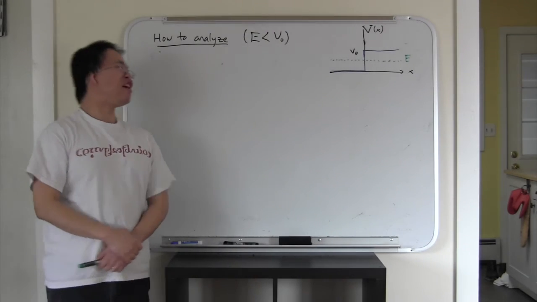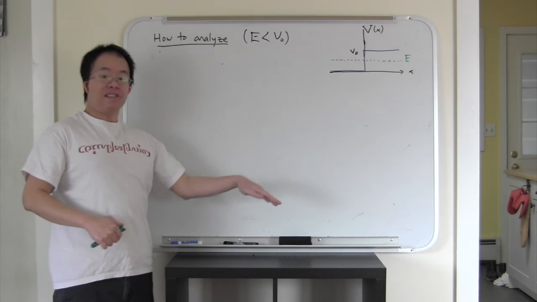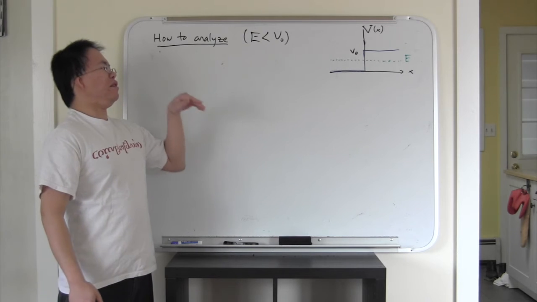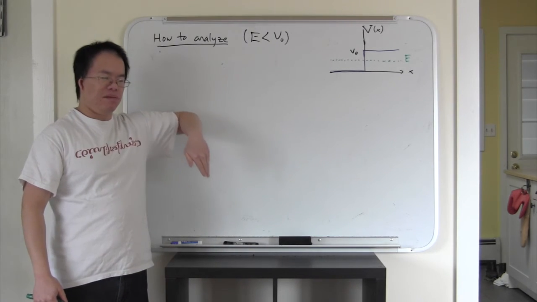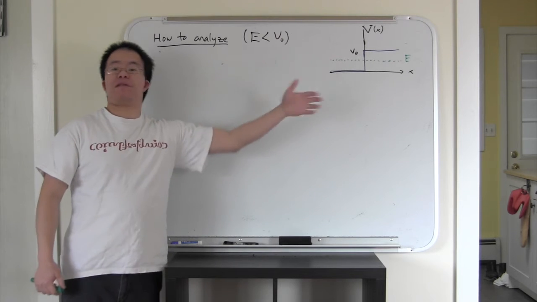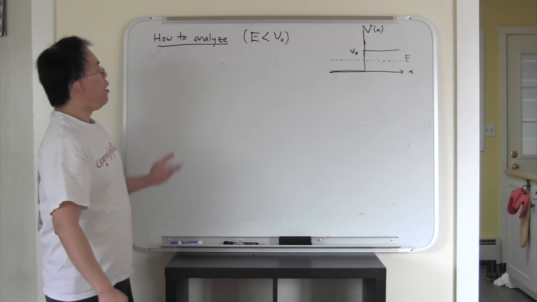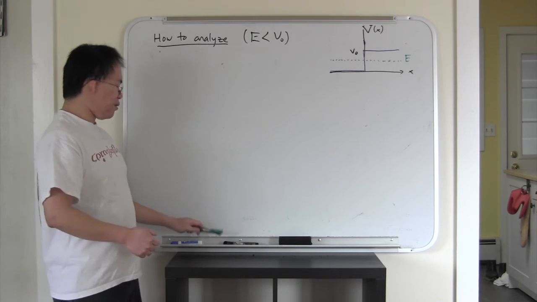Let me wrap up this section by saying a few words about how to do the analysis when E is less than V0. And again, as you saw in the FET, in this case, what we end up with is a wave function that looks like it decays into the classically forbidden region, x greater than 0. Well, that turns out to be exactly what comes out when we do the mathematical analysis.